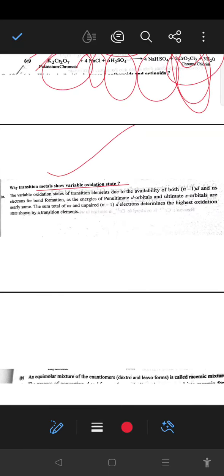Next question: why do transition metals show variable oxidation states? They show variable oxidation states due to the availability of (n-1)d and ns electrons for bond formation. As the energies of the ultimate d orbital and ultimate s orbital are nearly the same, the sum total of ns and unpaired (n-1)d electrons determines the highest oxidation state shown by the transition elements.